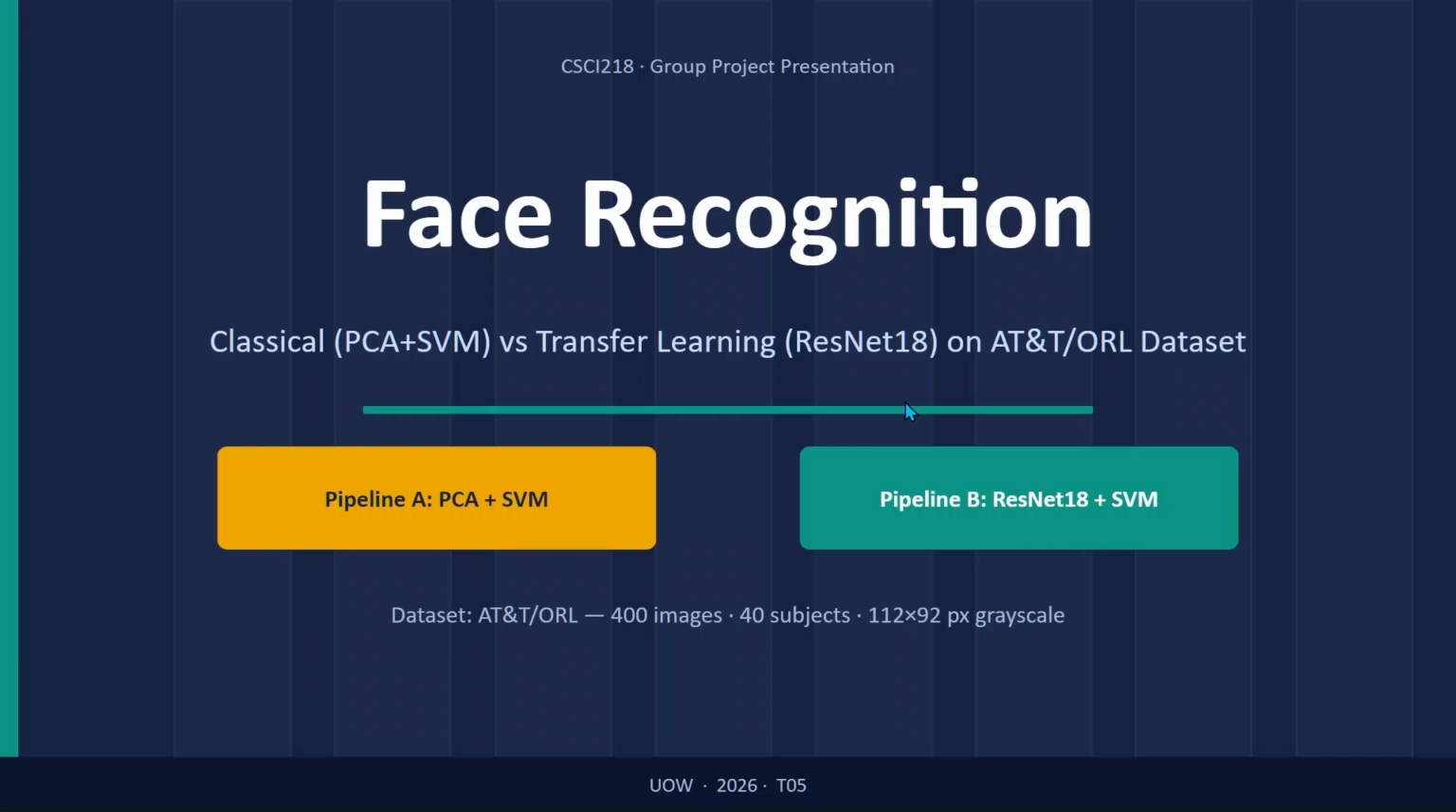Hi everyone, we are Group 5 and our project is on face recognition. We will be walking you through our approach, our results, and what we found along the way. So let's get right into it.